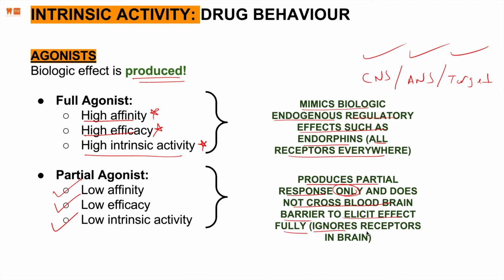That drug will ignore the receptors in the brain. So for example, if we avoid the CNS from this equation, it only activates certain other areas. That means not everything got activated. The brain was left out of the equation. Then we call it partial agonist. This is because it could not cross the blood-brain barrier.